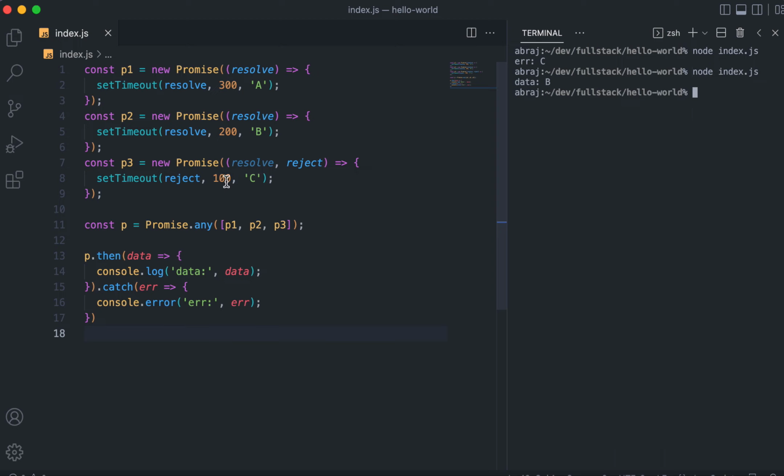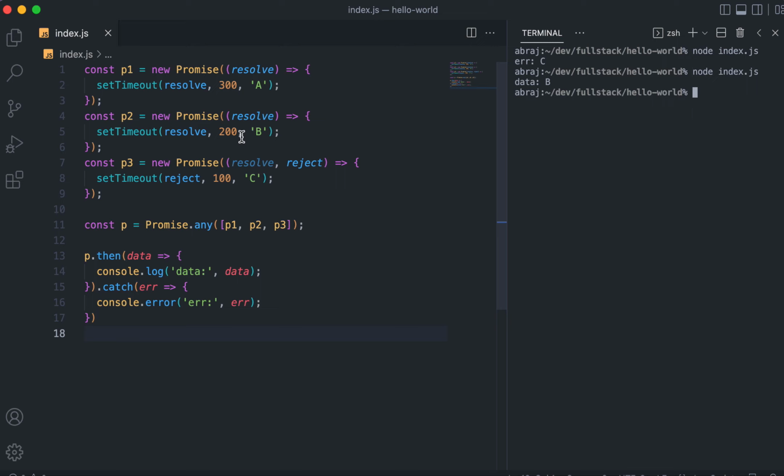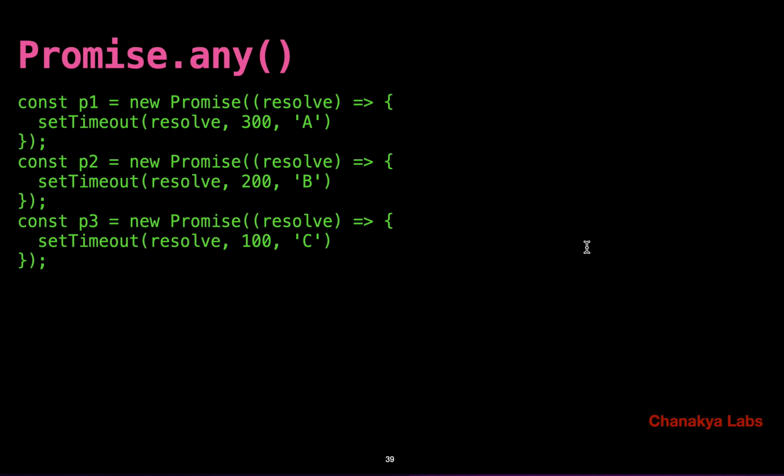At 100 milliseconds I have got P3 rejected, but any will keep waiting for some resolution, and at 200 milliseconds it sees that P2 is resolved, and that's why it comes with the data from P2. So any simply ignores all the rejections. That is the difference, right? In case everything is resolved, any and race are the same. The difference only comes when some of them are resolving and some of them are rejecting. Then all the rejections are sort of a don't-care condition for any. In case of race, the first rejection will be taken care of.